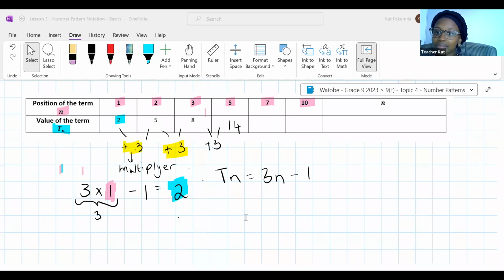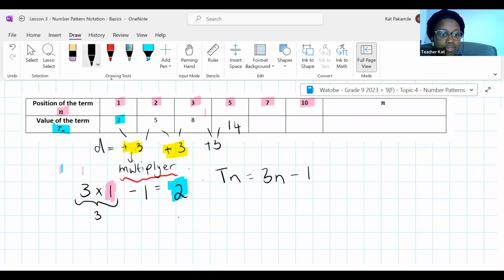Yes, ma'am. What a beautiful summary. It's exactly what we're doing. Thank you, ma'am. You're welcome. Guys, did you hear that beautiful summary? She said, find your constant difference, which we said is D. Constant difference is 3. You make it your multiplier. So it's going to be 3 times position, hence the pink. And the answer we want is the value, which is blue. So you have to check, what am I adding or subtracting to get from pink to blue? And in this case, we have to subtract 1.